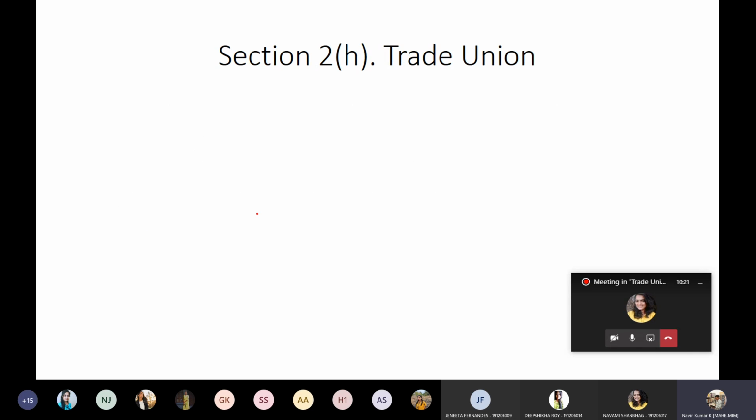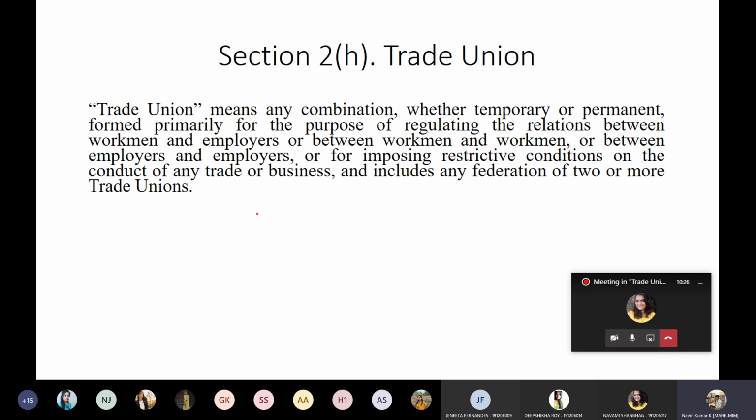So first of all, let us discuss Section 2(h), the meaning of a trade union. Somebody can read this. Very simple to understand the trade union. Anybody want to read?